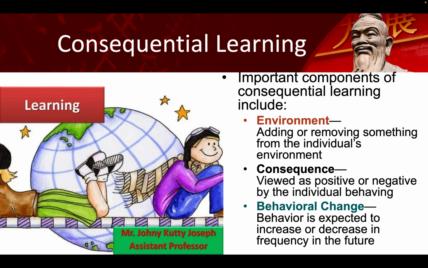Important components of consequential learning include the environment, adding or removing something from the individual's environment, and consequence, viewed as positive or negative by the individual behaving, and behavioral change. Behavior is expected to increase or decrease in the frequency in the future.